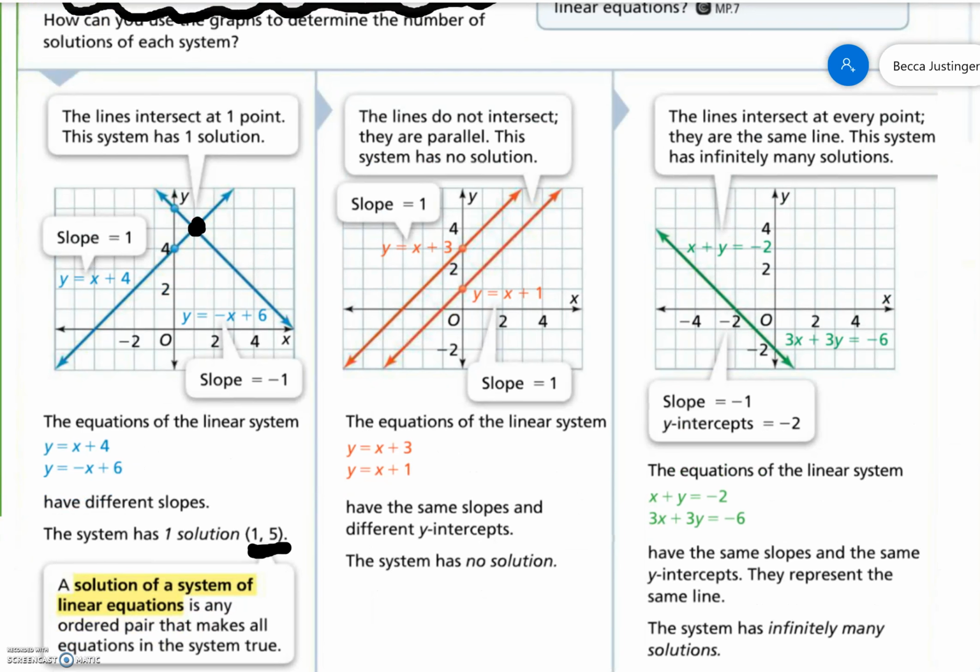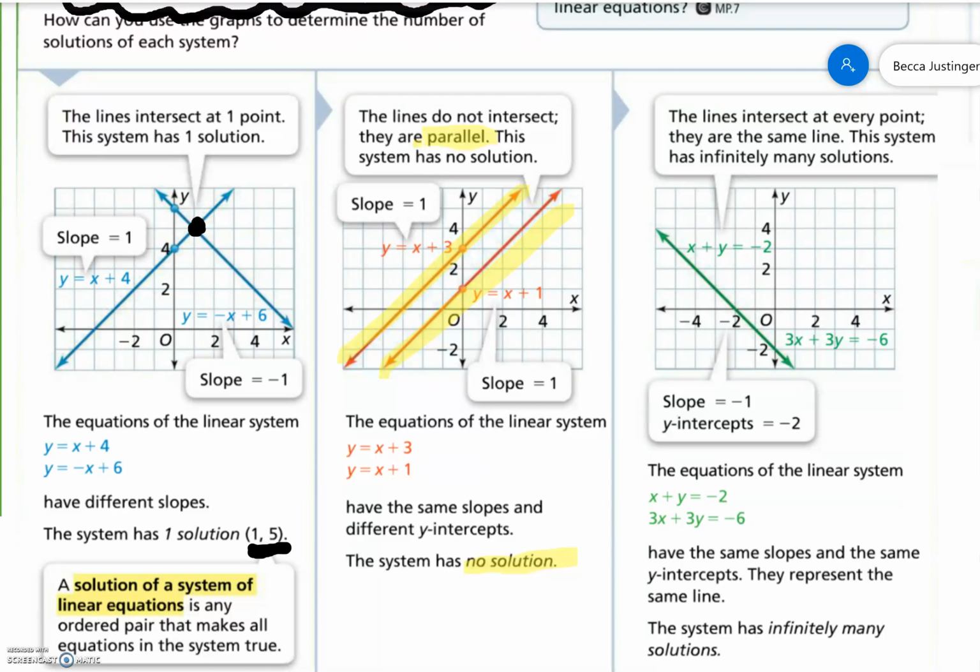Next, these 2 lines, they do not ever intersect. They're what is called parallel lines. This system has no solution. If they do not intersect, they do not have a solution.